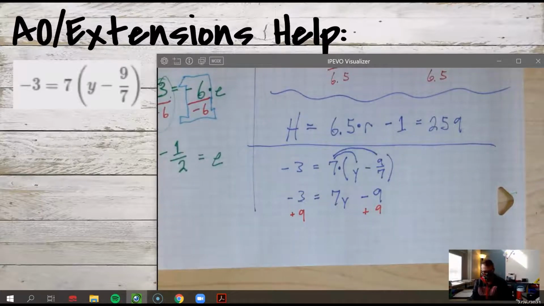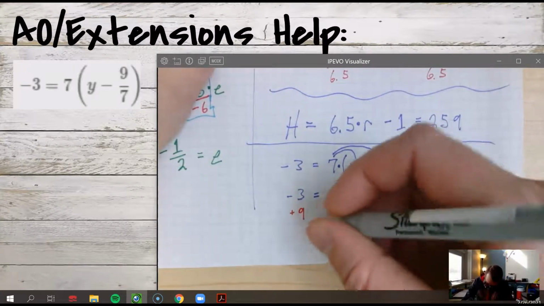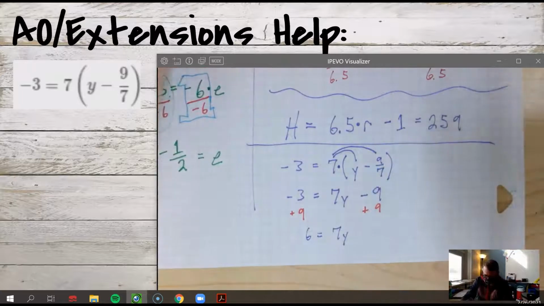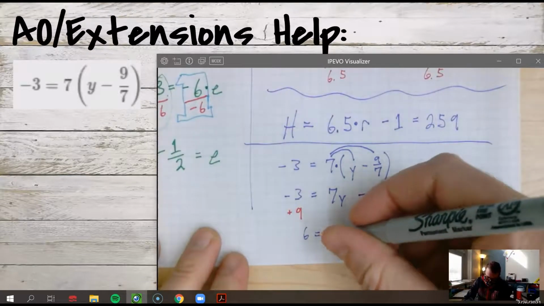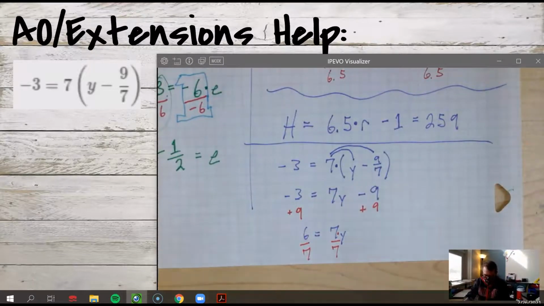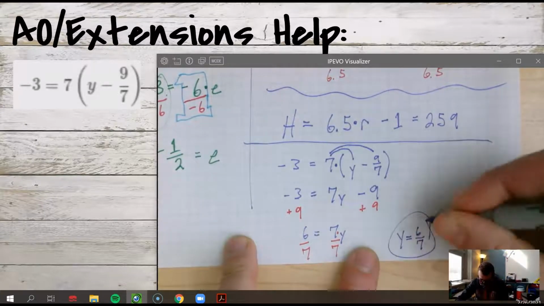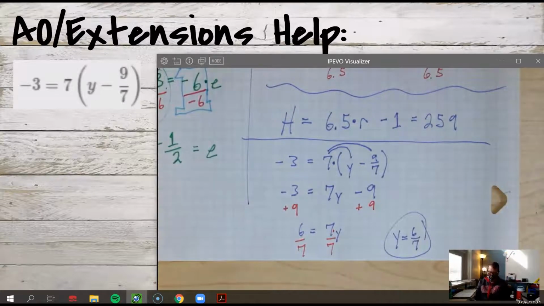56. And now what we have is multiplication that we need to undo. To undo multiplication, we divide. Y is equal to 6/7. Do not try to write that as a decimal because it's gross. It's bad. Not a good decimal.